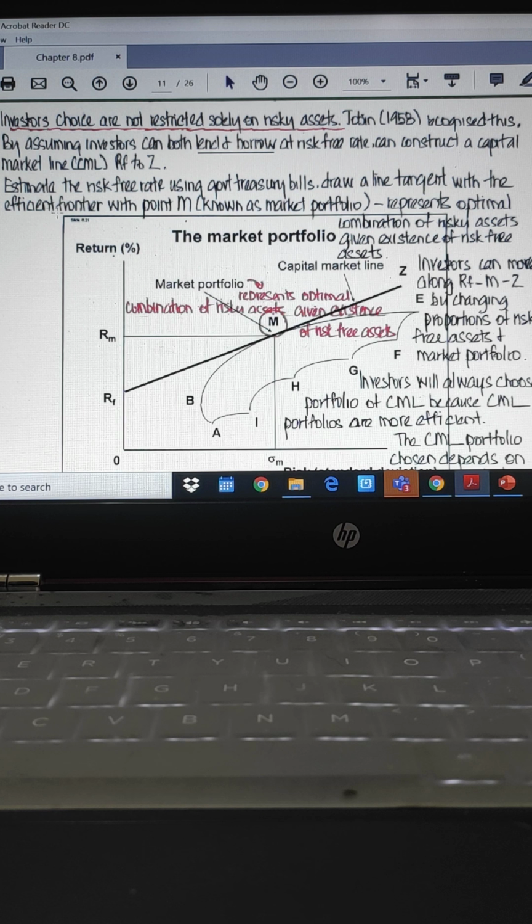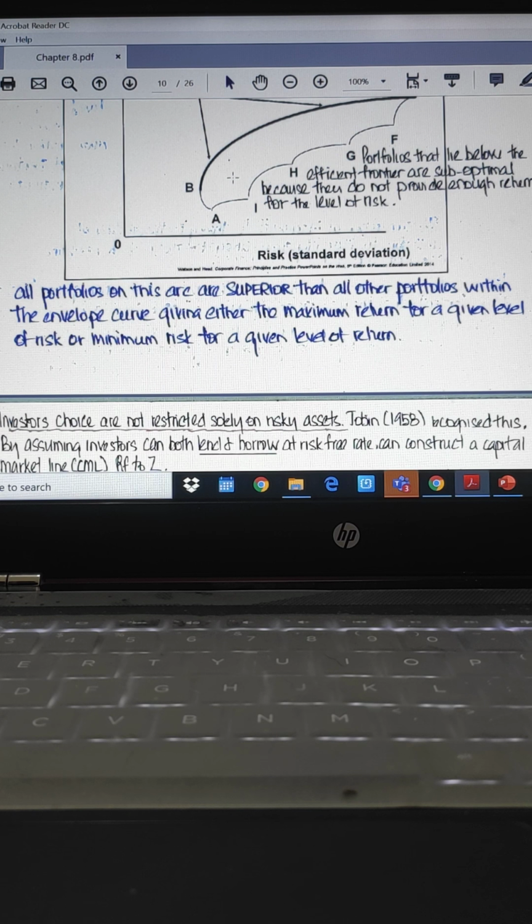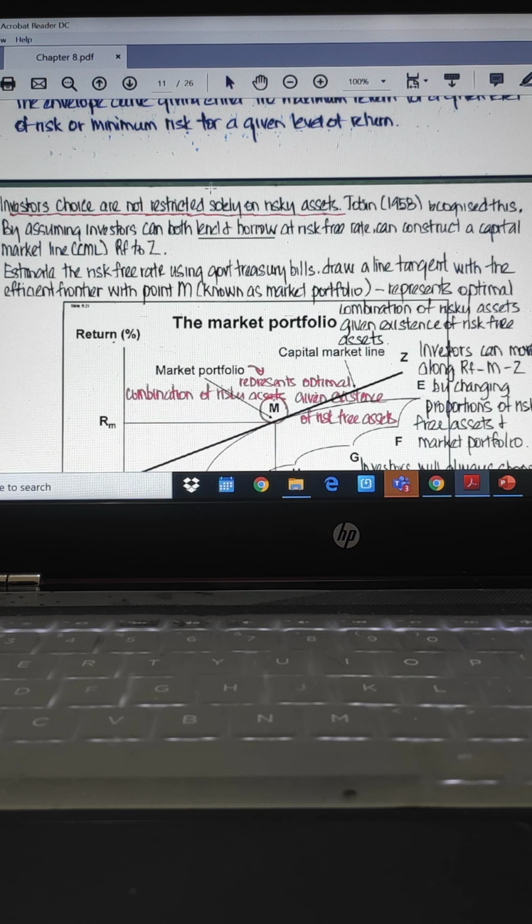If you notice the next slide, number 1, investors' choices are not restricted solely to risky assets. Markowitz, when he plotted the arc, only considered risky assets. Risky assets are shares, bonds, mutual funds. But he did not consider risk-free assets. Tobin in 1958 recognized this.